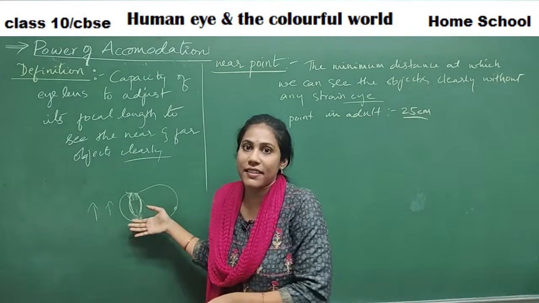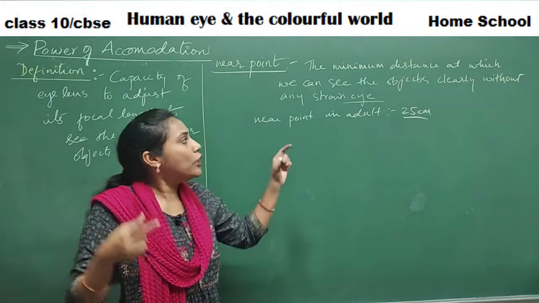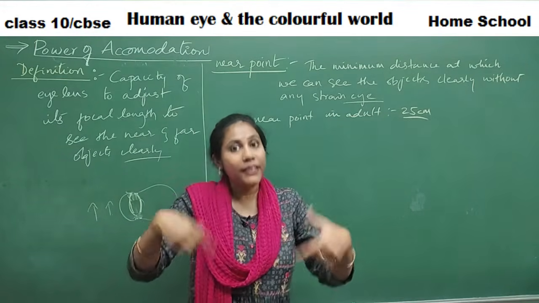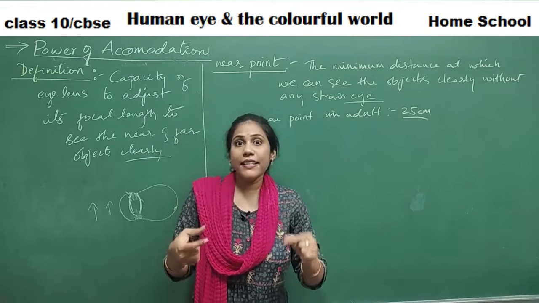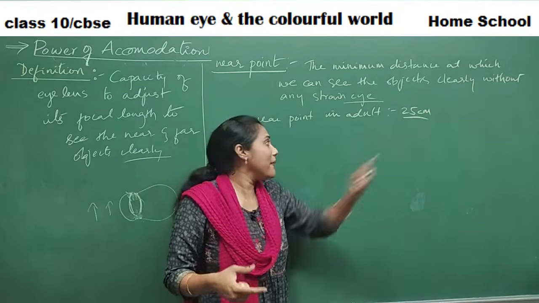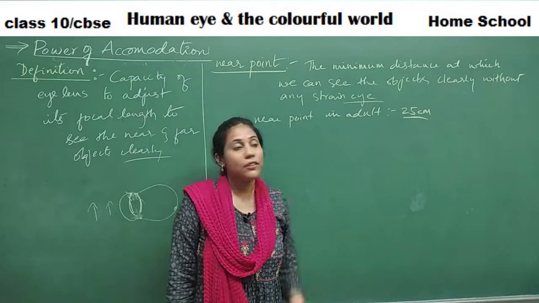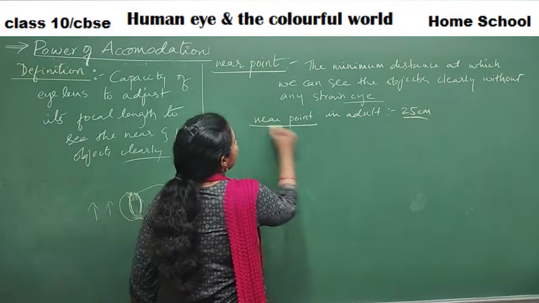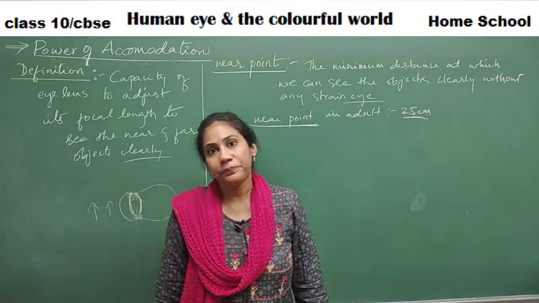So that's the reason you will see that object a little blur, and you get that strain on your eye. If you want to watch the objects very clearly at the nearest point without any strain, you should at least keep them at a distance of 25 centimeter. So 25 centimeter, I will call it the near point. This only we will call the near point.